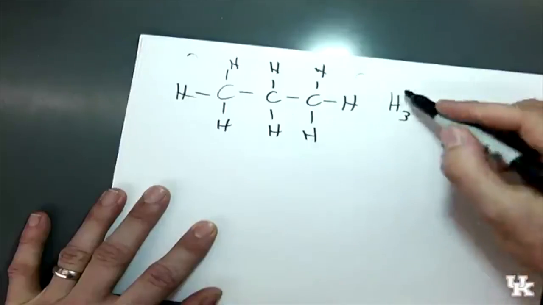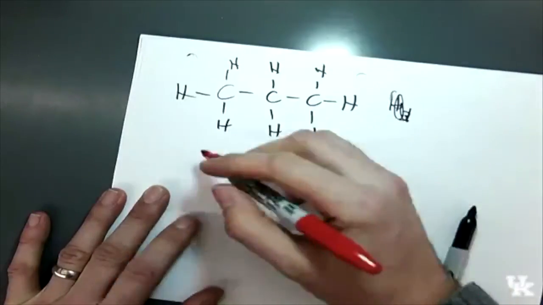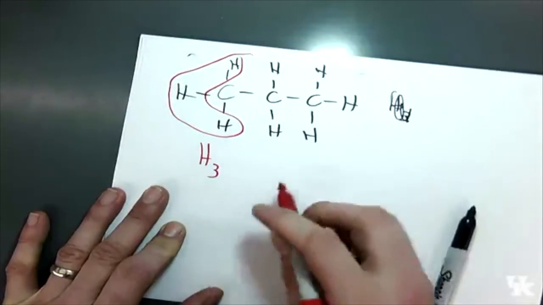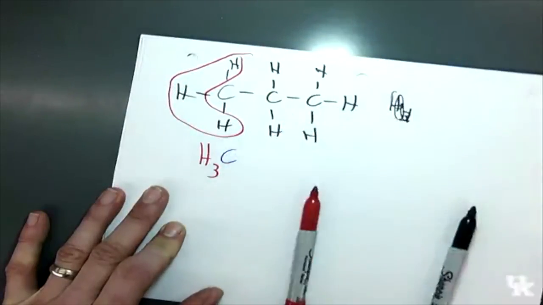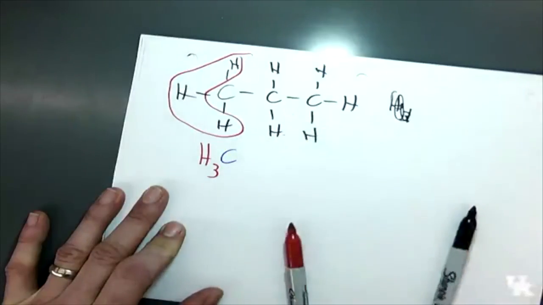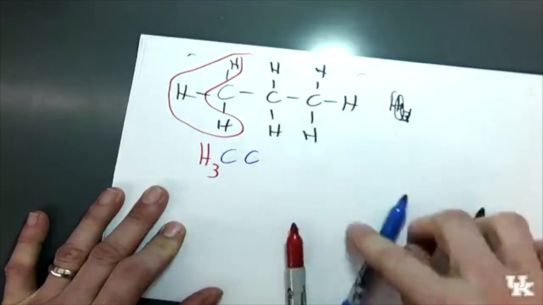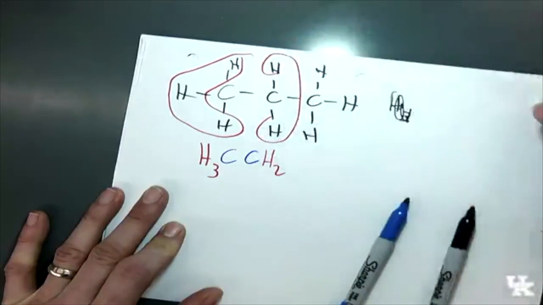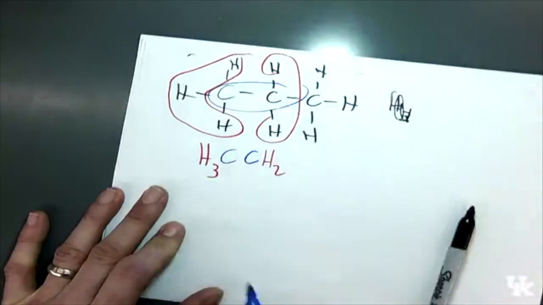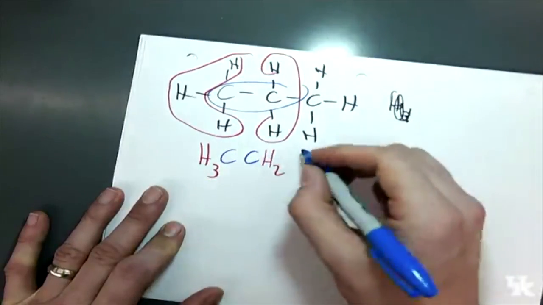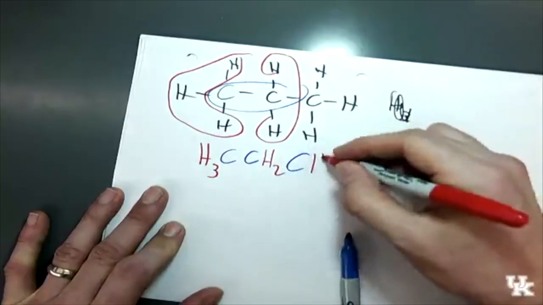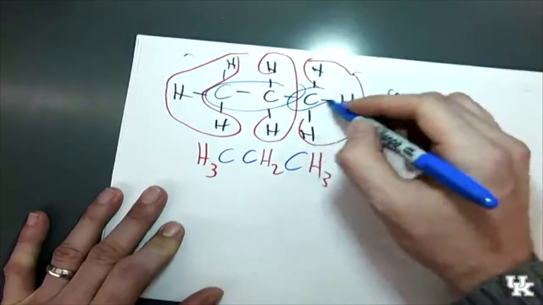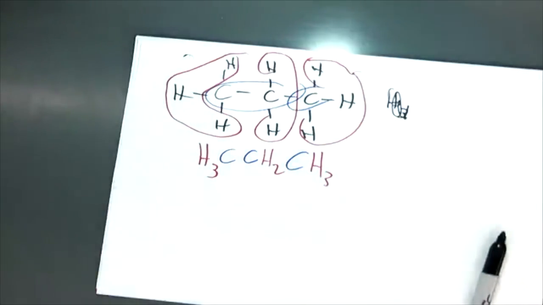I could also say, let me draw that in a different color so you can see where that's coming from. I could also say H3C, C, H2, and then your two C's here, C, H3. Here. Do you see how that could come about?